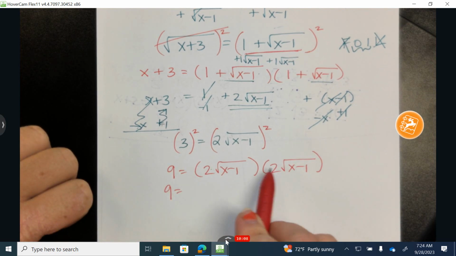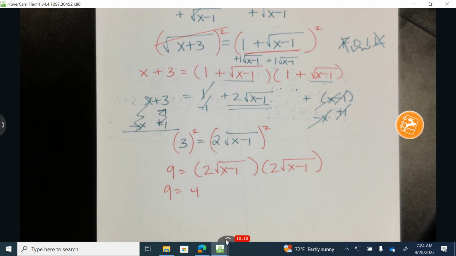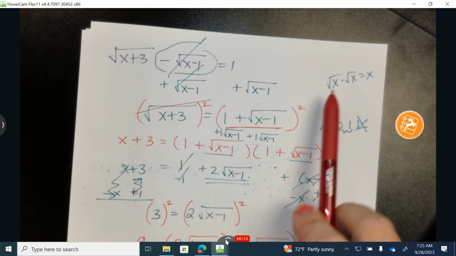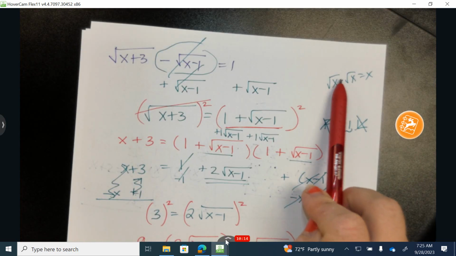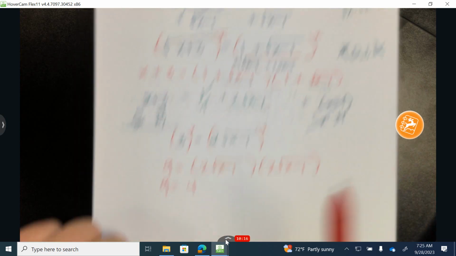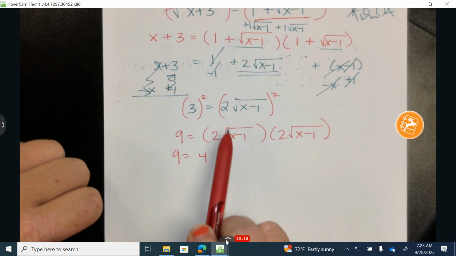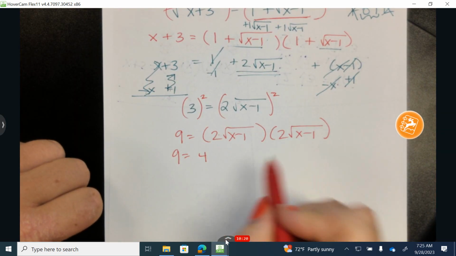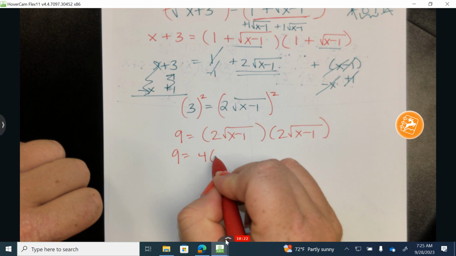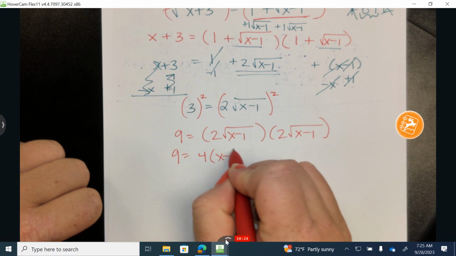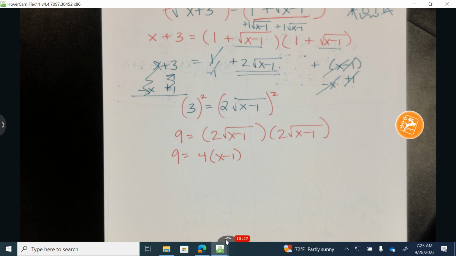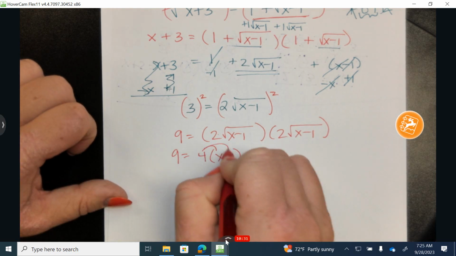And now 2 times 2 is 4. And just like I shared above, the square root of a quantity times the square root of that exact same quantity is itself. So guess what? The square root of x minus 1 times the square root of x minus 1 is simply x minus 1. Please distribute the 4 at this time and let's solve. It is okay to have a fraction.